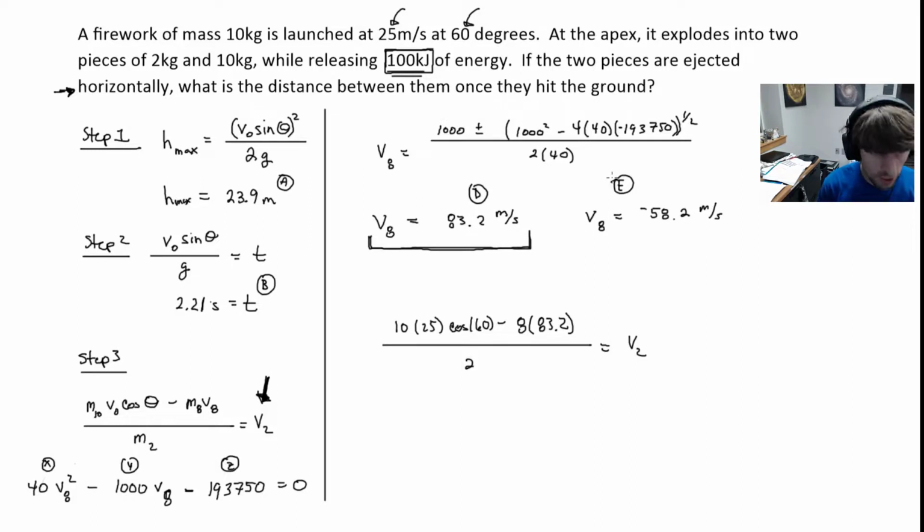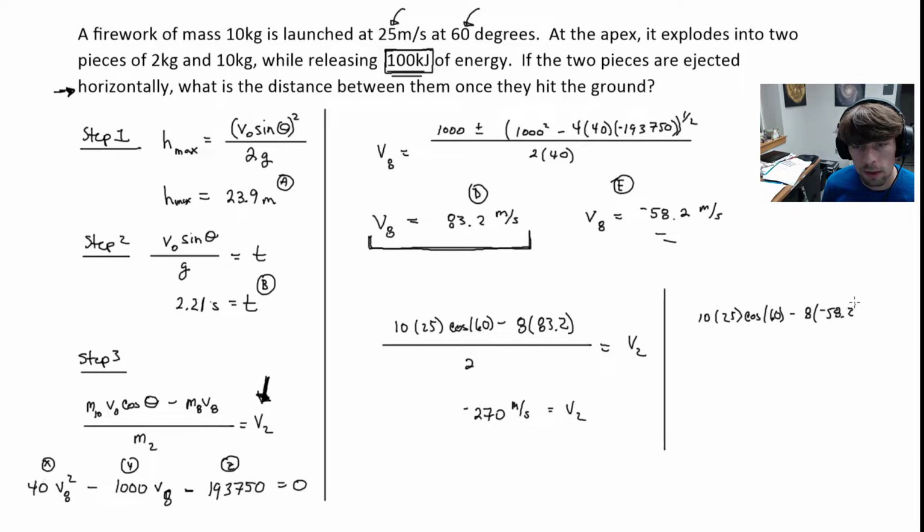Perfect. Okay. So now I have 10 times 25 times cosine of 60 minus 8 times alpha D divided by 2. There we go. So I get something that says, hey, V2 is negative 270 meters per second equals V2. The other one is I could use this one. So again, I get 10 times 25 cosine of 60 minus 8 times negative 58.2, all divided by 2.